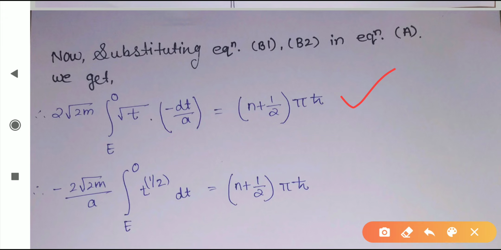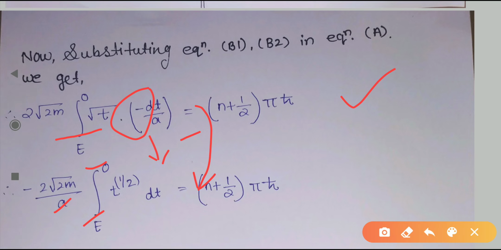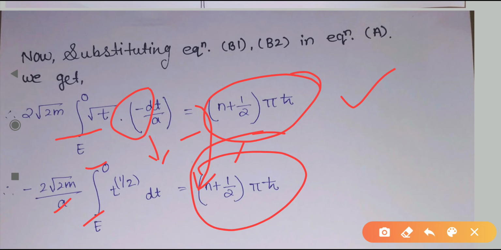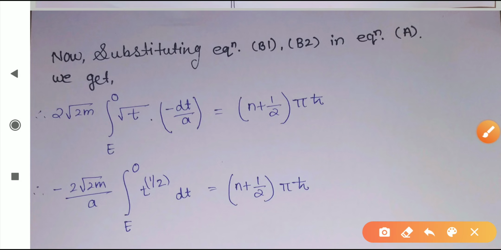So now we will solve further. Just 2-3 steps we need to solve to get the answer. Here we can take a outside. 2 root 2m as it is I have written here. Minus we can take outside here, and then root of t I can write as t raised to half, and then dt as it is. This term I have written as it is here. Clear? So I hope you have understood these steps carefully.